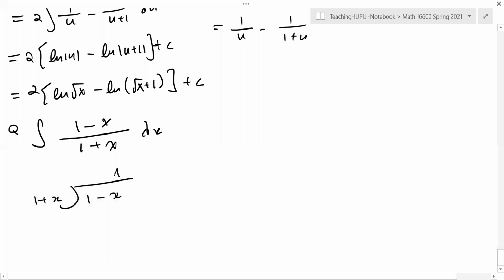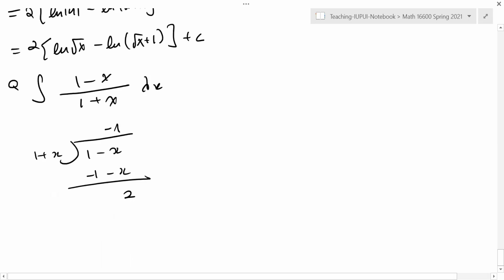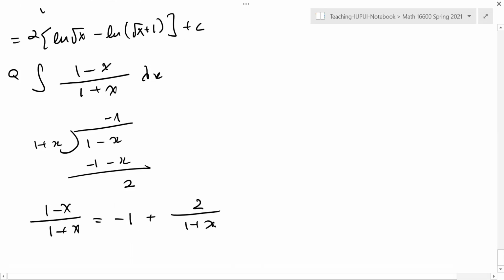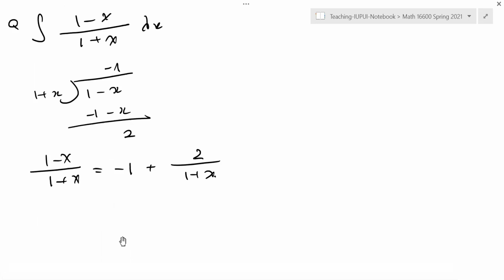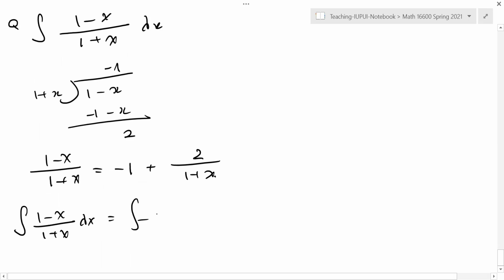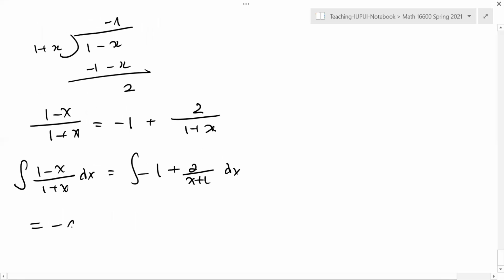So it's 1, it's -1. So I get -1 minus x. Then you do subtraction, I get 2. So the quotient is -1, and the remainder is 2. Okay. Then it becomes pretty simple, right? And you can find the antiderivative of each of them very quickly. The first one is -x, the second is twice natural log of absolute value of x plus 1. Okay.